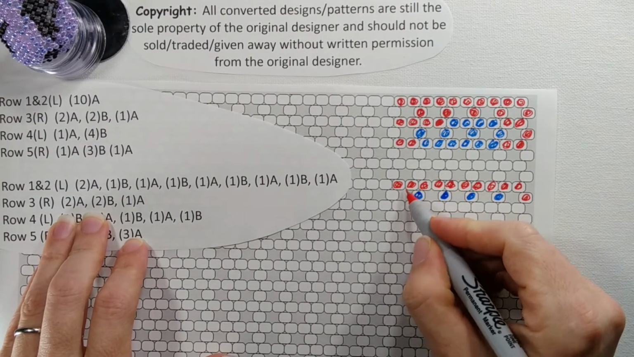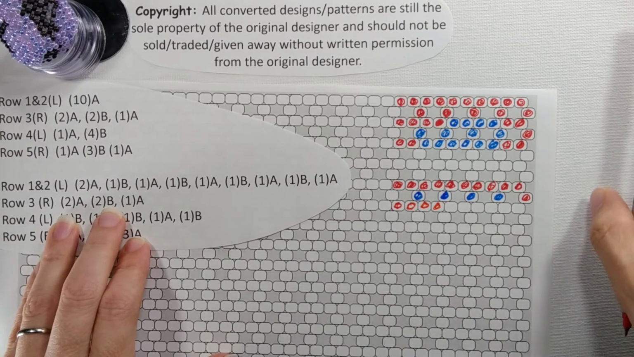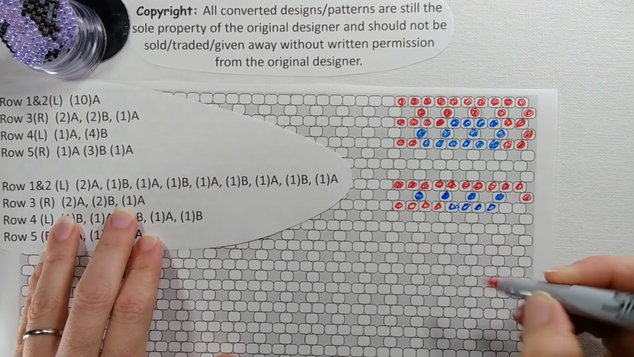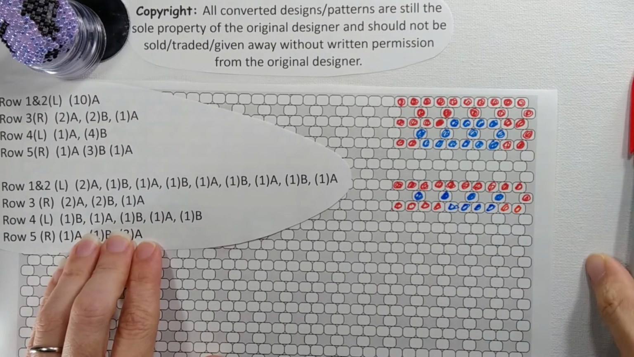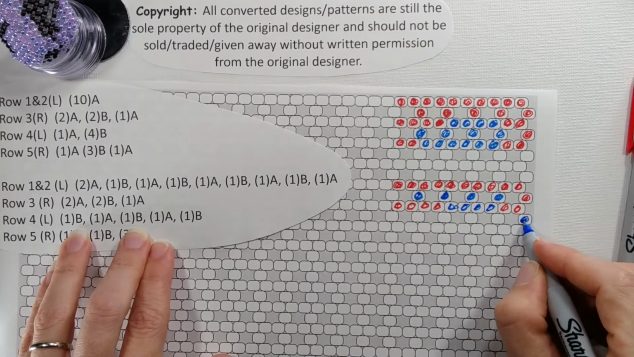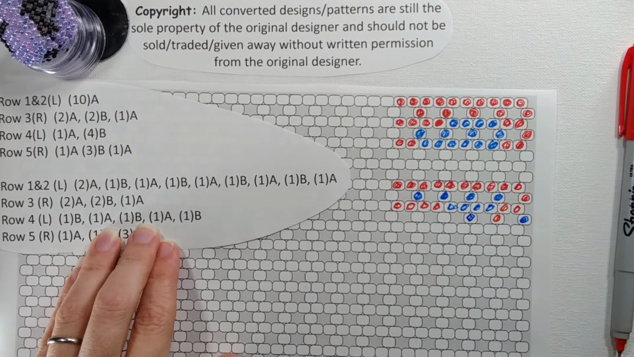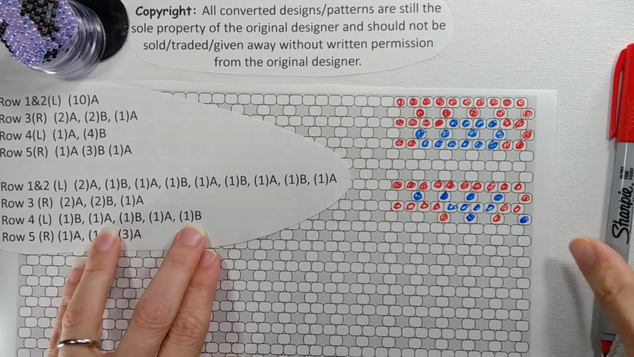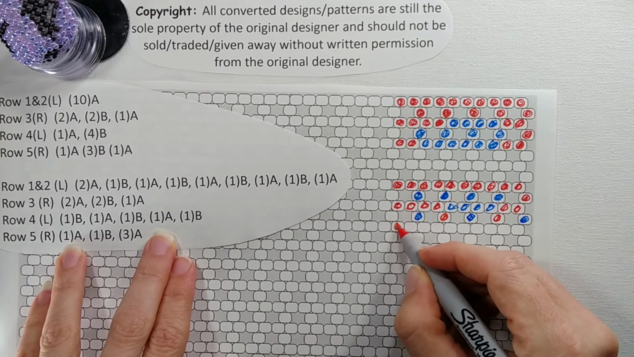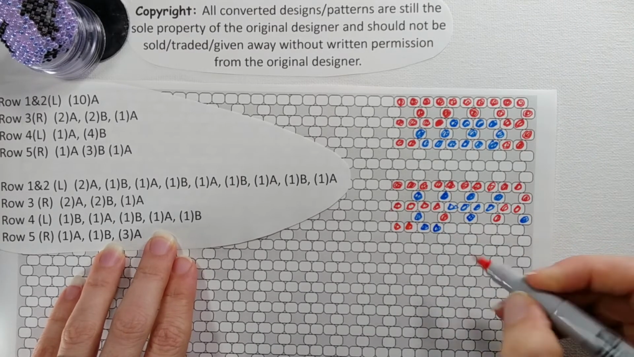So 3, we line up with 1, and we do 2 A's, 2 B's, and an A. Then we come down, we do 4, we line it up with 2, and we do B, A, B, A, B. And then again 5, we line that up, so we have an A, then a B, and then 3 A's.